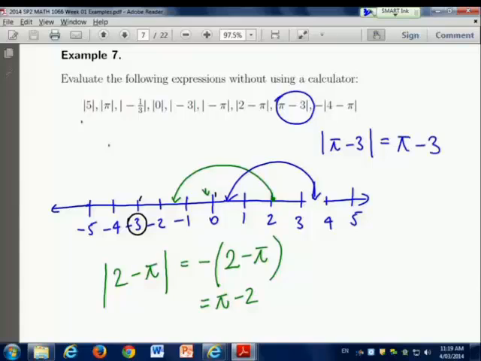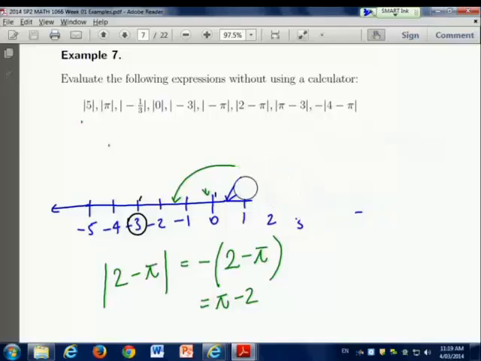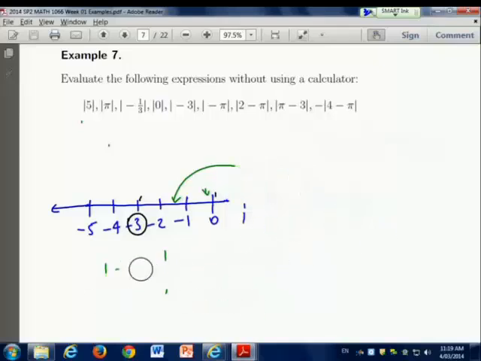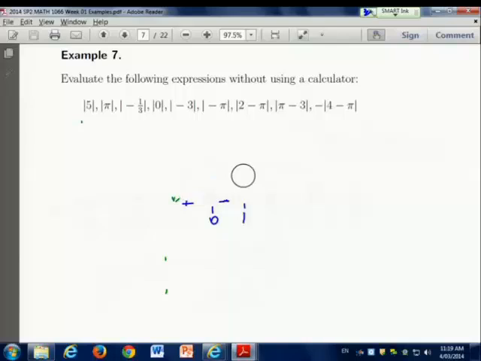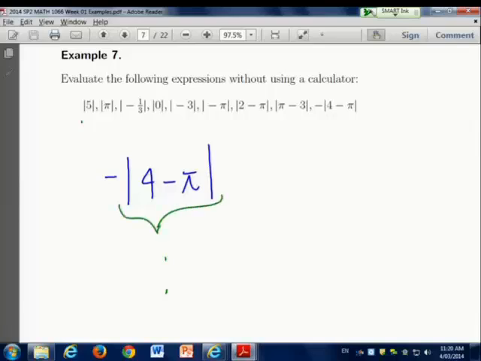All right, the last one. Need your thinking caps. And it illustrates a very important point. Let's start here. 4 minus pi, positive or negative? Positive, right? So to evaluate the absolute value sign, we can just take the sign away because what's inside is positive.